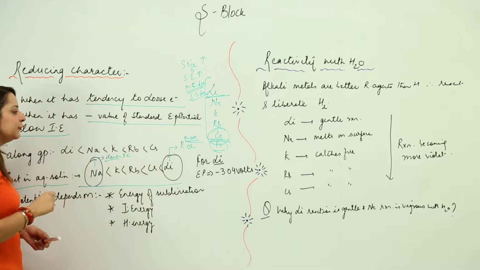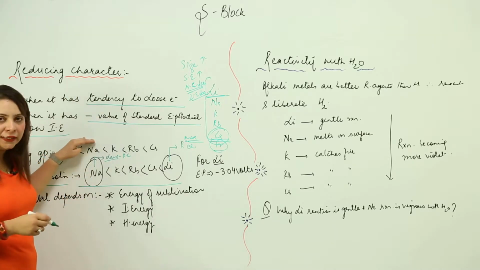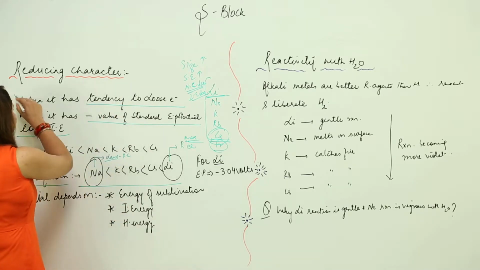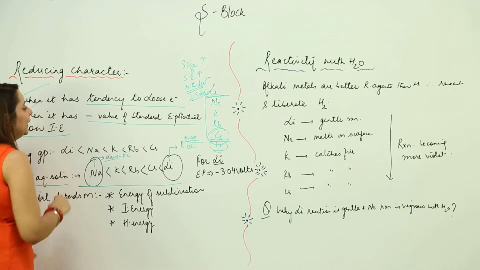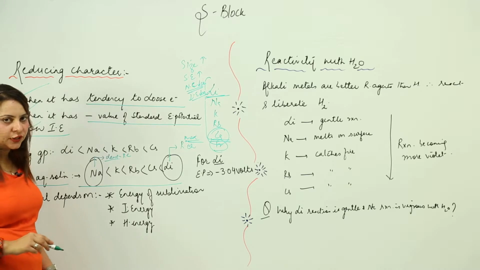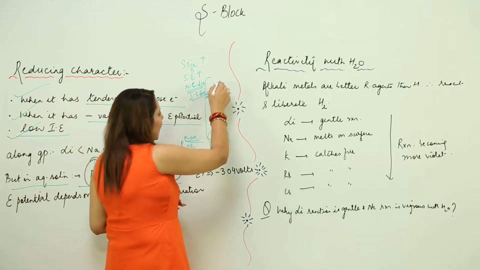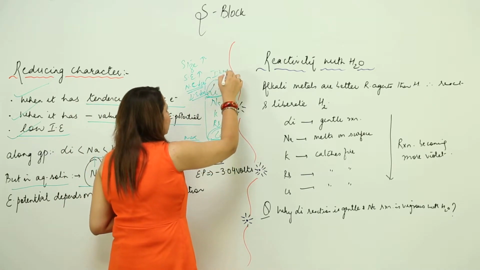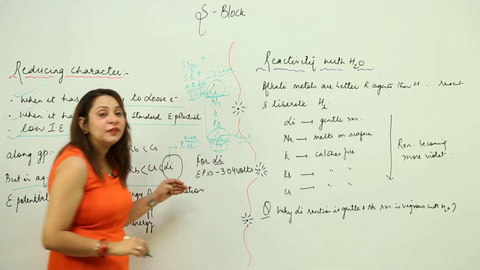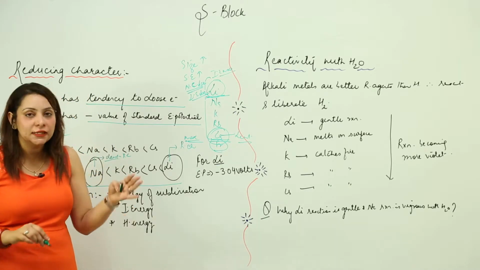So what is the reason for that? As I told you, lithium must be fulfilling all these things more than the rest of the metals. That means it has more tendency to lose electrons, a more negative value of standard electrode potential, and the lowest ionization energy. But we have seen that, if we talk about ionization energy, lithium possesses the maximum ionization energy and cesium the least. So what is the reason behind lithium acting as the best reducing agent in its group?